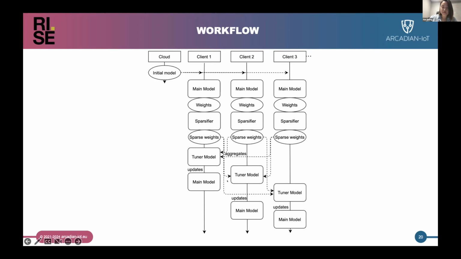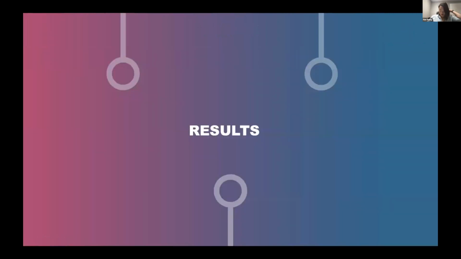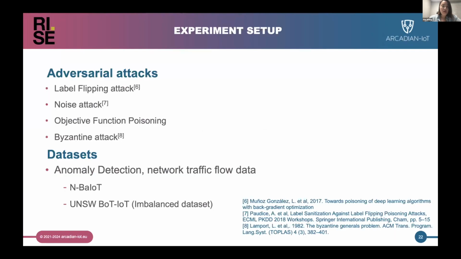So this will be the workflow. Finally, I would like to share some results of this work. We try to evaluate how well the sparsifier can defend against adversarial attacks. There are 4 adversarial attacks that we experiment with. One is label flipping attacks.